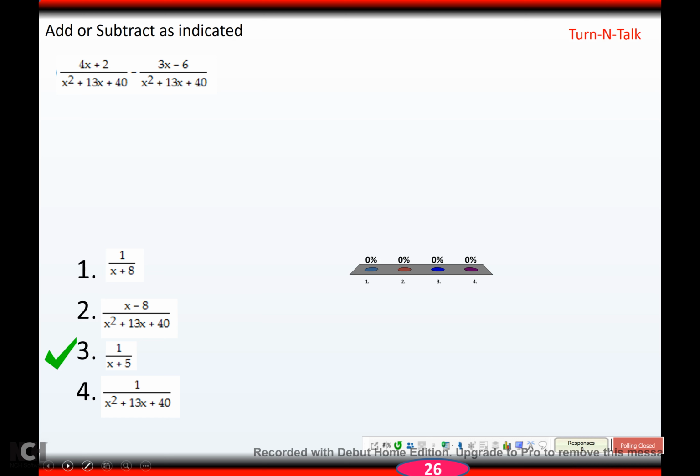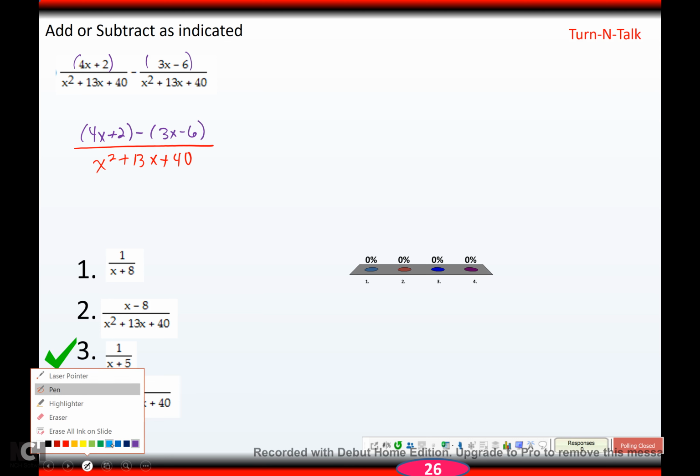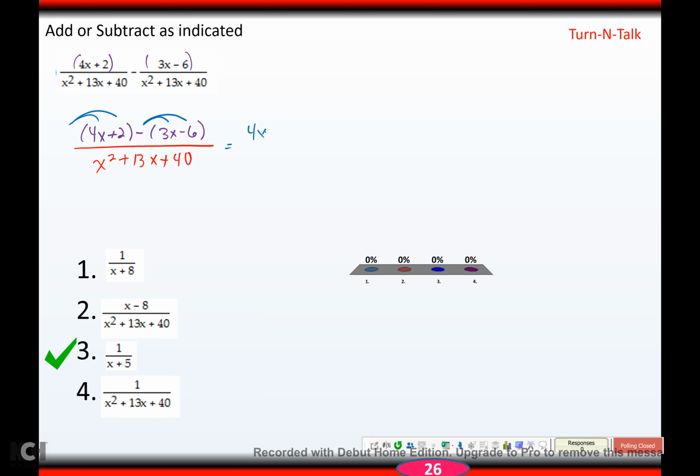and hopefully you got 3. If not, let's look at why. The denominators match, so I'm going to keep that denominator, x squared plus 13x plus 40. And then I can combine the tops, this minus this, so I have 4x plus 2 minus 3x minus 6. Distribute on top and combine like terms. Nothing crawls, the negative crawls, so I have 4x plus 2 minus 3x plus 6 all over x squared plus 13x plus 40.